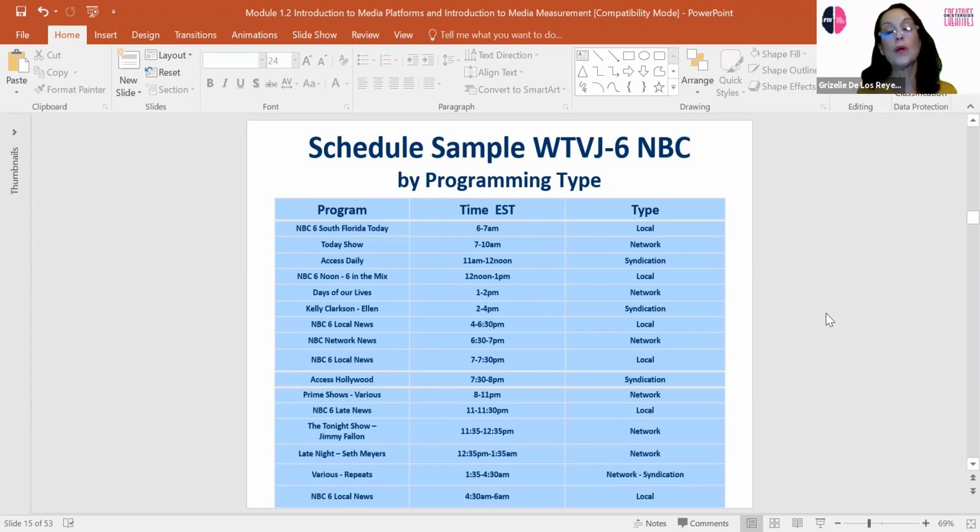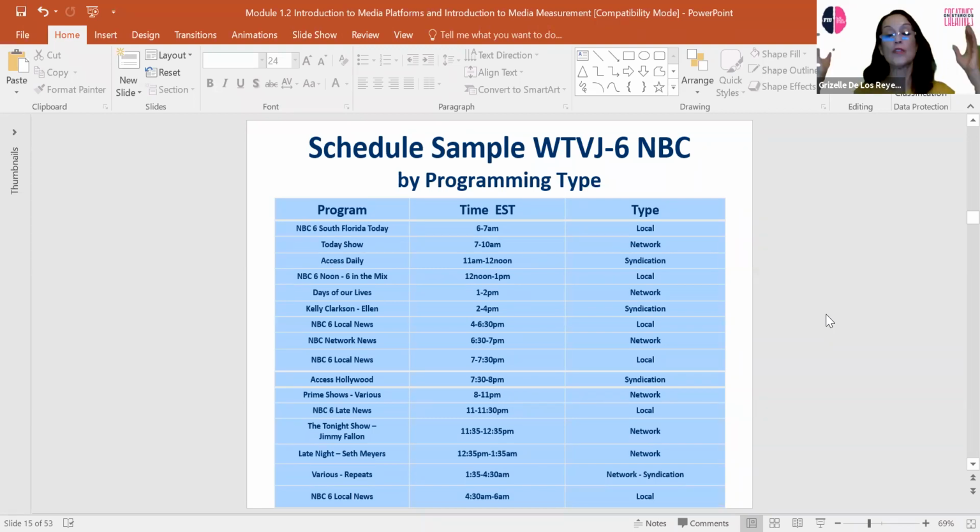Then you go into 12 noon to 1, that's local. Then 1 to 2 is a soap opera network. Then 2 to 4 is Kelly Clarkson and Ellen, that's syndication. That 2 to 4 block may be considered early fringe, and then you go into the news day part, which starts at 4, the first newscast. Then you go from several iterations of local news into network news, NBC network news. Then they go back to local news at 7.